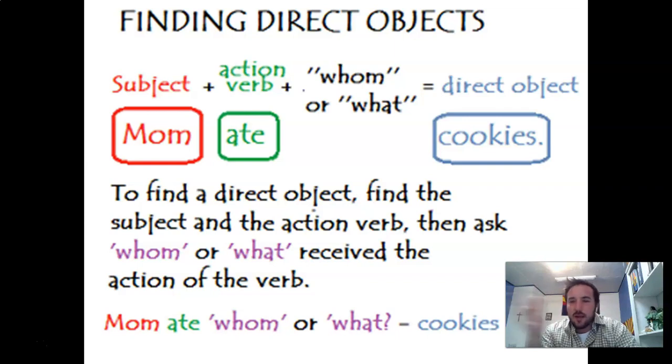So in this sentence, Mom ate cookies, you start by asking yourself what the subject is, or who or what did something. Mom. Now find the verb. What did Mom do? Ate. Now you ask yourself, Mom ate whom or what? She didn't eat anybody, so let's say what. Mom ate what? Cookies. There you go. Cookies is a direct object, but you got to do that three-step process in order to get there.